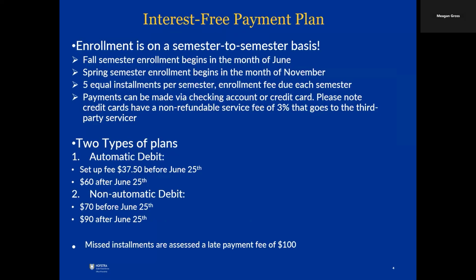Now, getting into the actual payment plan, we offer an interest-free payment plan that you can enroll in on a semester basis. So you would need to enroll each semester. The enrollment doesn't automatically roll over from fall to spring. Fall semester enrollment begins in the month of June, and then spring semester enrollment begins in the month of November. And there's 5 equal installments per semester, and then an enrollment fee due for each semester, which I'll go over in a second.